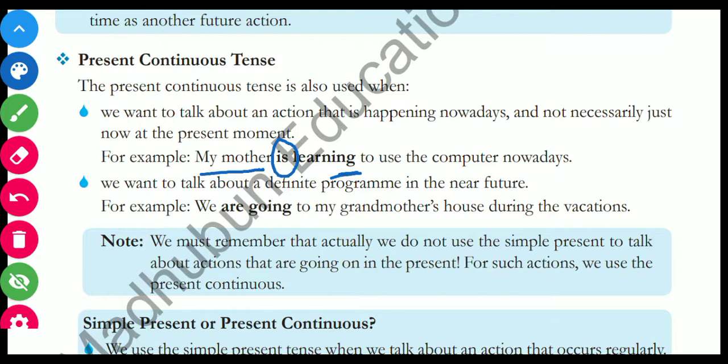Okay, see the next sentence. We are going to my grandmother's house during the vacation. So yes, the subject is we, are is the be form, and the verb in its ing form. This is how the rules are being made. So the rule for present continuous is subject plus is, am, are plus verb in its ing form.